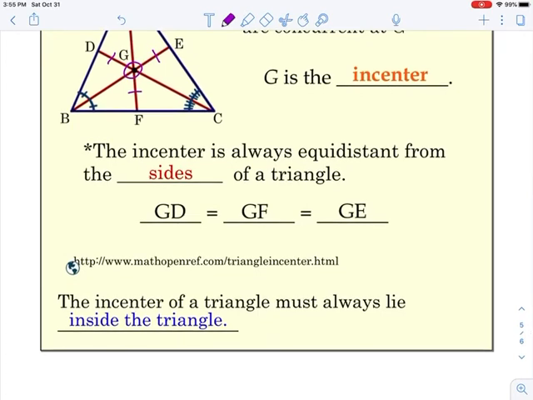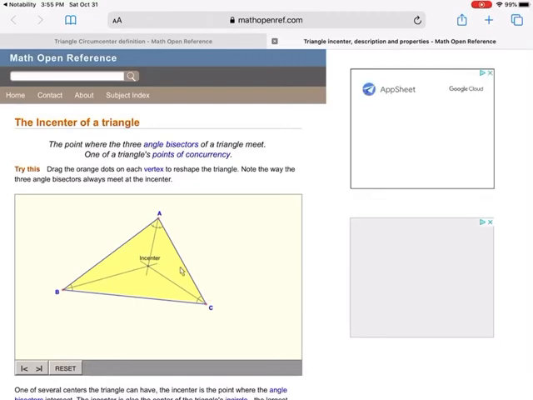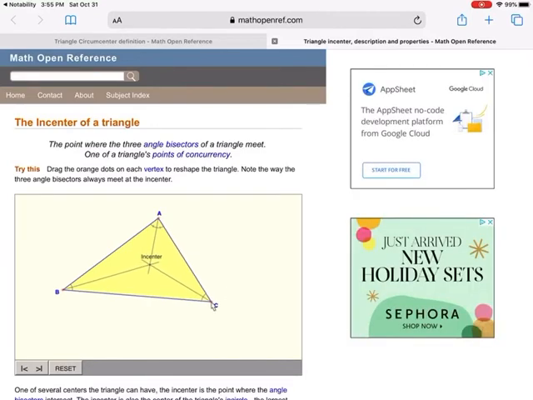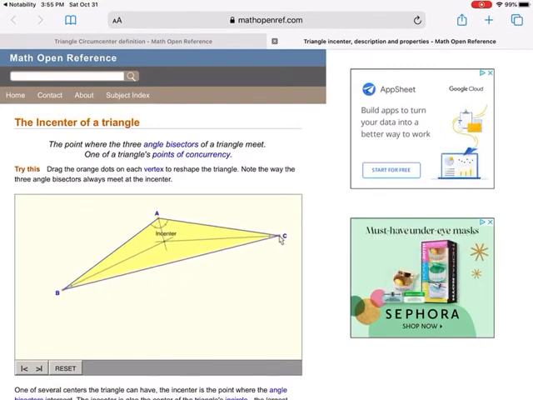Okay, and in this case, it doesn't matter what your triangle looks like, the incenter of a triangle must always lie inside the triangle, no matter what. So I'll pull in that thing here. There you go. No matter what you do to that triangle, whether it's acute, that's acute here, that's obtuse.